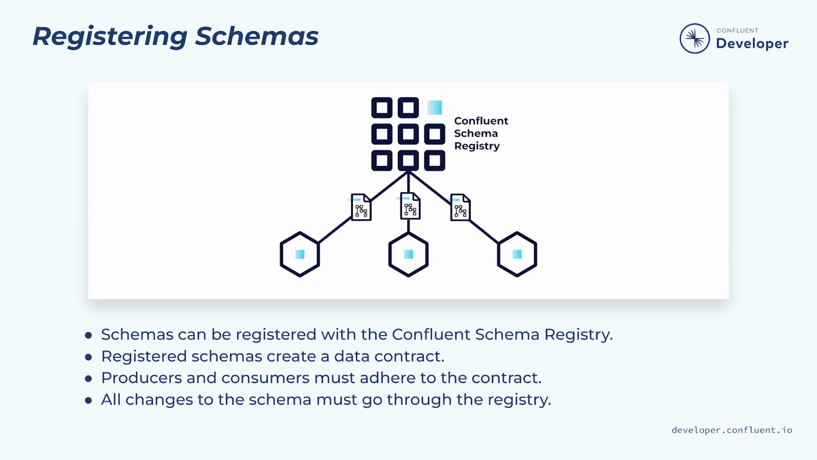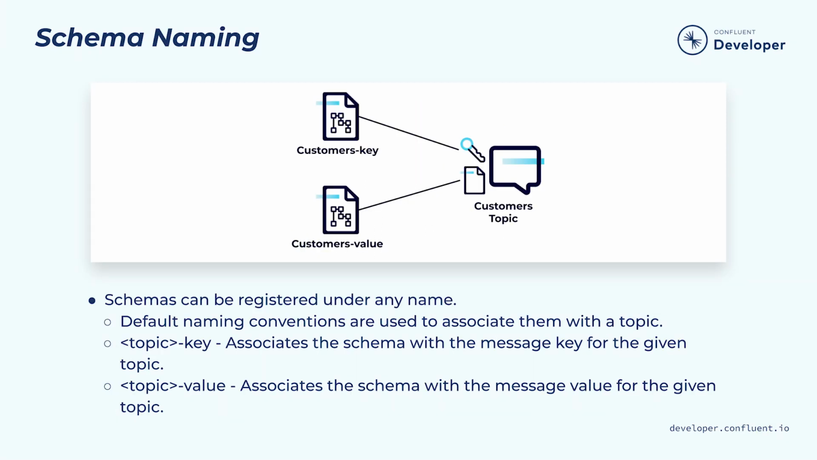The first step to building trust is to register the schemas in the Confluent Schema Registry. This advertises a contract that enforces our quality standards. Both producers and consumers must adhere to the contract. This eliminates any surprises.